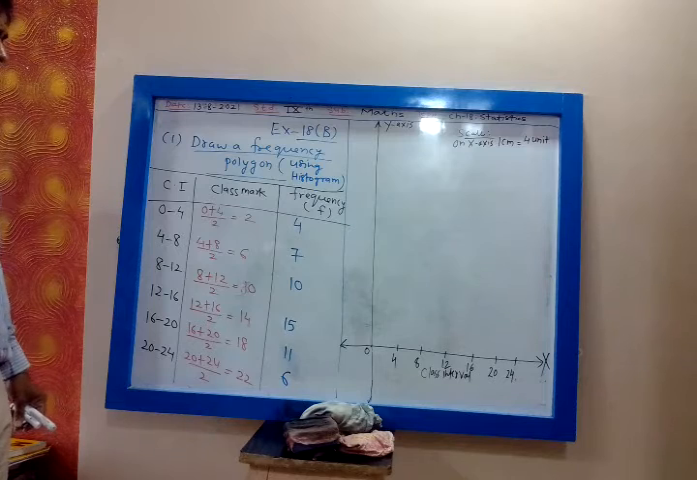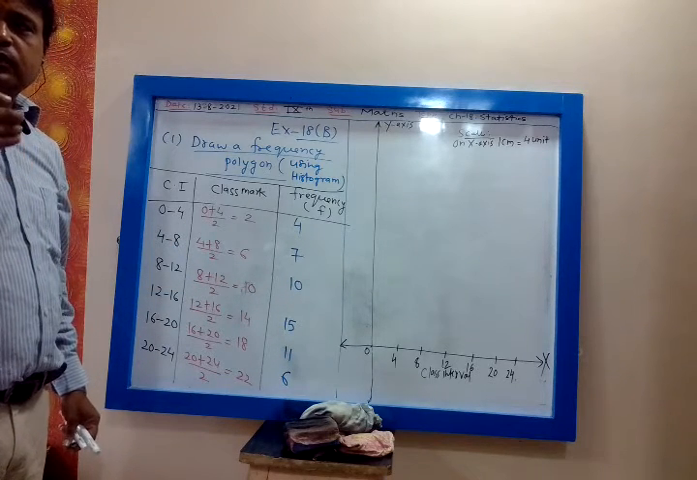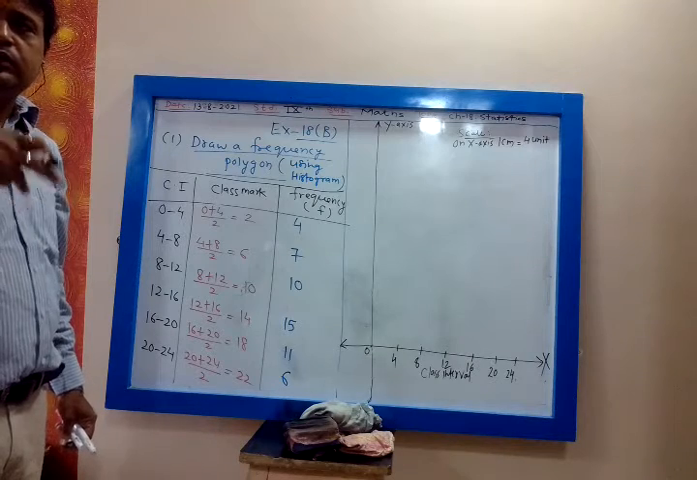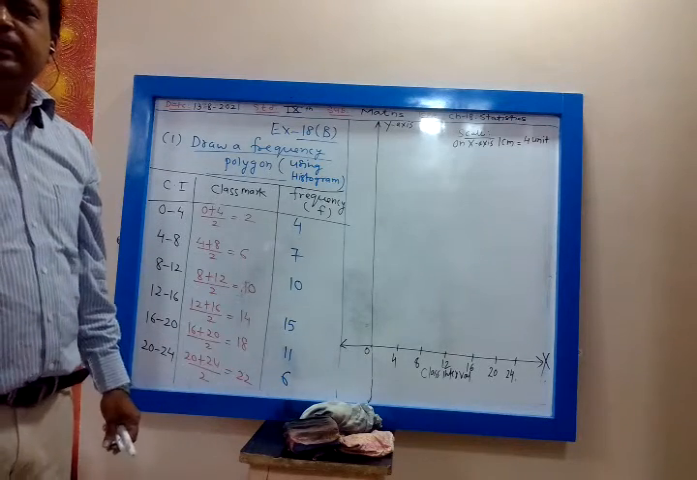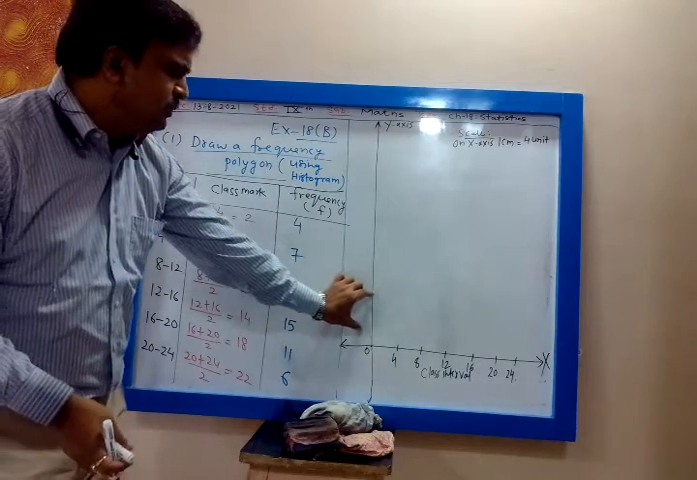Which is the maximum frequency? 15. So if you take the scale, 1 centimeter is equal to 2 units. Don't take 5, because if you take 5, then the graph will be too small.